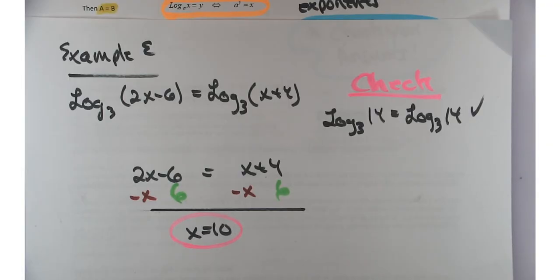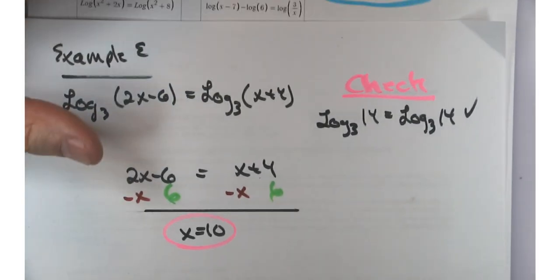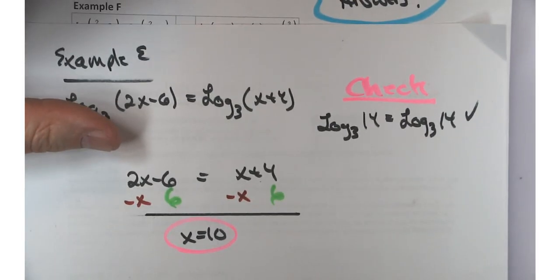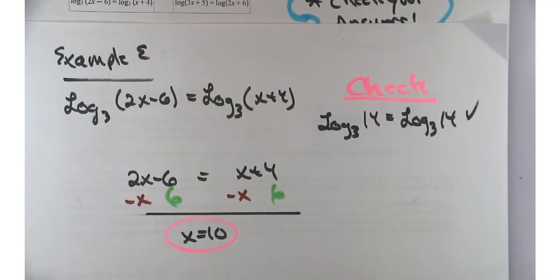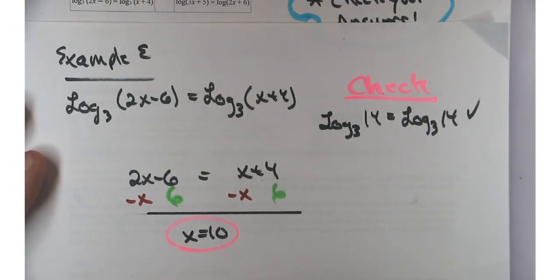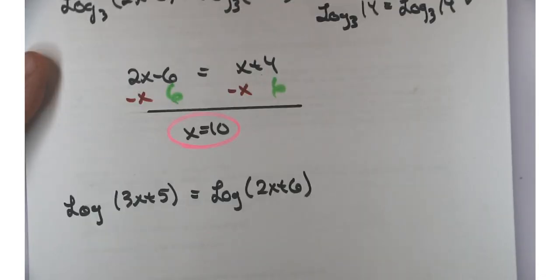You could check that if you really wanted to, or you could calculate log base 3 of 14. And I'll remind you how to do that on your calculator later. But for right now, let's try another one from example E as well. And that is log of 3x plus 5 equals log of 2x plus 6.